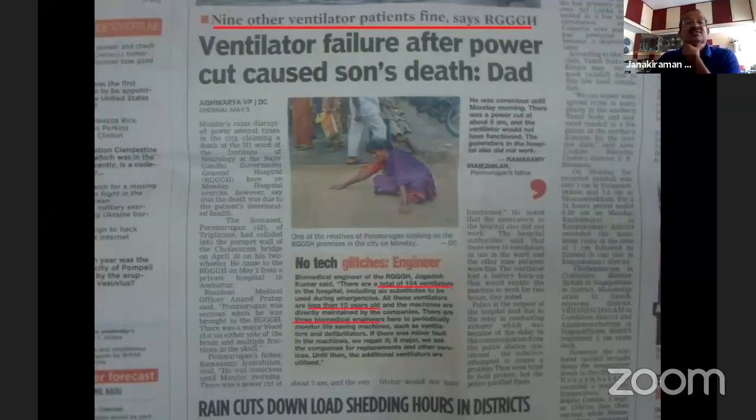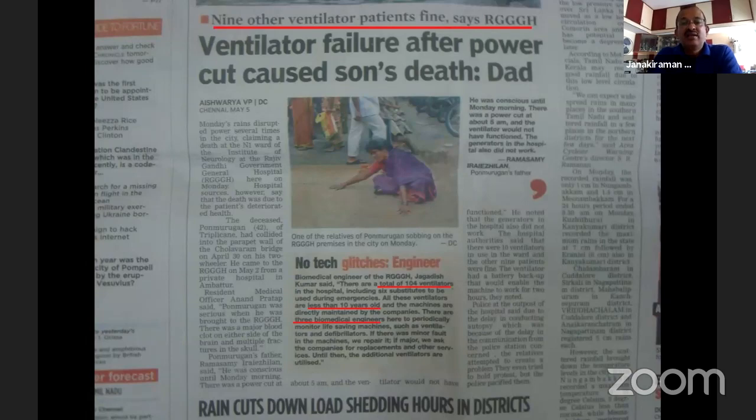Another case. 10 patients were on a ventilator. 9 patients survived, 1 patient died. So it is a 90% success rate, 10% failure rate. But for this lady, he was the only breadwinner. Her loss is 100%. Okay, so you see, no technical glitch, the engineer says.